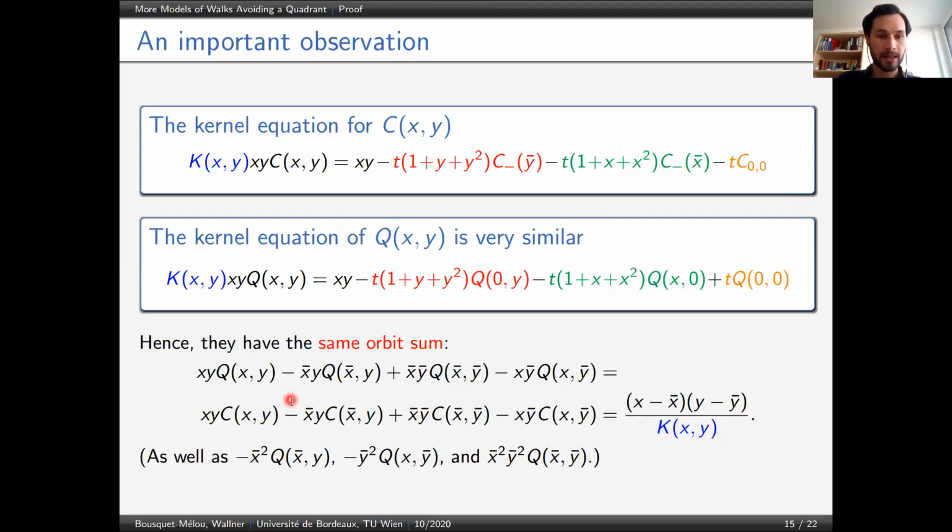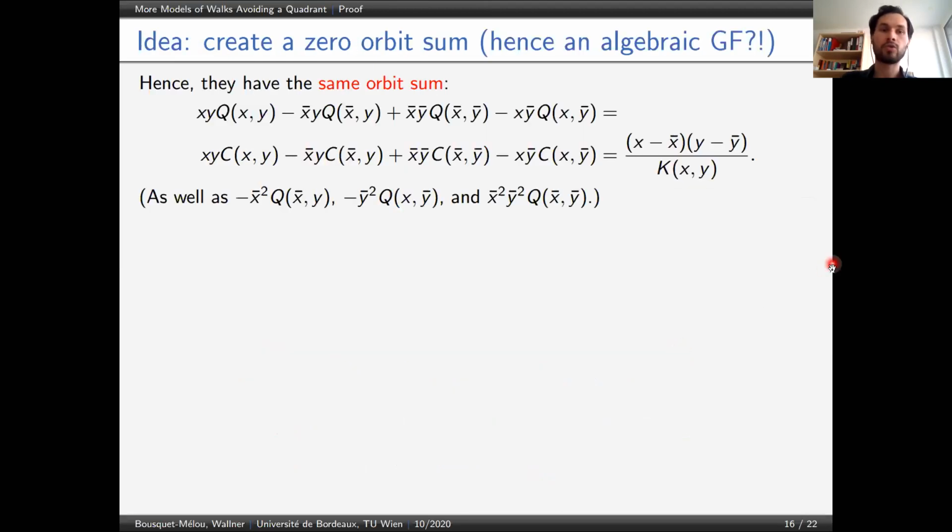What we observe as well is that this orbit sum is also satisfied by three additional functions which depend on Q. Basically, what it means is that you replace Q of x, y by one of these functions and put it on the left-hand side. And then we get exactly the same right-hand side. So what we can do now, and what is our idea, is to create a zero orbit sum. Why do we want to do that? Because in the quadrant case, models which had a zero orbit sum actually had an algebraic generating function. And that's what we're aiming at.